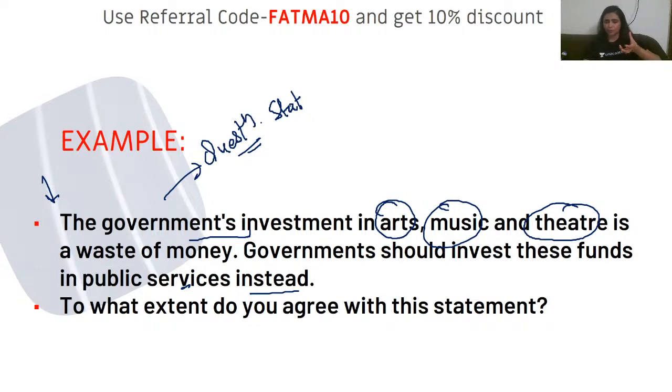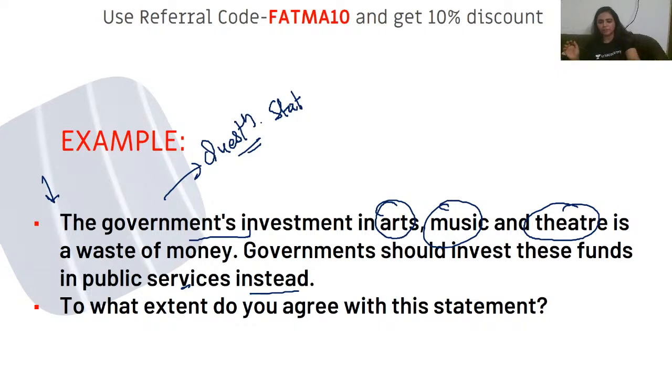I can say that also. Or I can have maybe like a partial point where I say, actually, it's not really a waste of money in investing in arts, music, and theatre. You can devote some money in these kind of sectors. And also, you also need some investment for public services. So I'll have like a partial agreement.